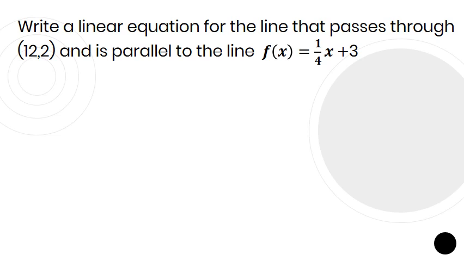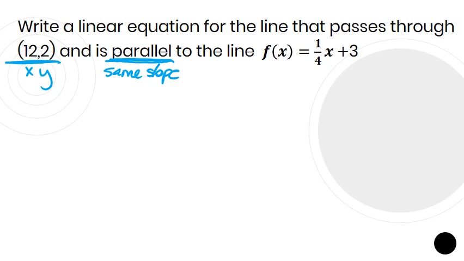Let's talk about parallel and perpendicular. If I need to write a linear equation for a line that passes through 12, 2 and is parallel to the line of f of x equals 1/4 x plus 3, let's underline the key information. I have a point I need to use, which is an x comma y. I have the word parallel, which means the slopes will be the same.